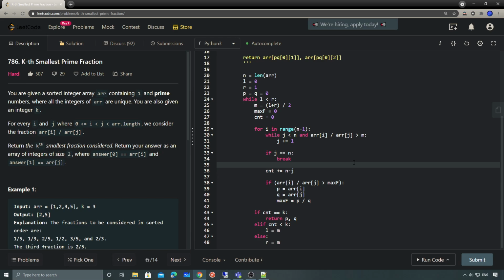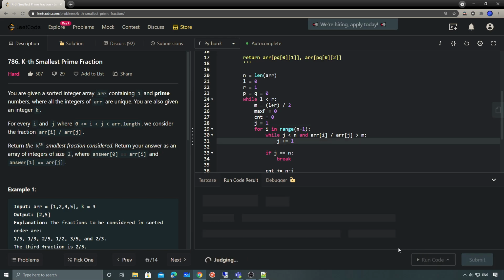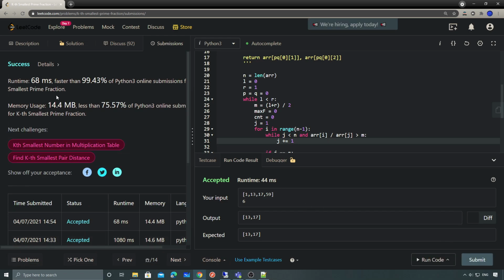Yeah, I think that's it, right? So if I run the code, oh, I haven't defined the j yet. So j starts from 1. Okay, cool. As you guys can see, this one is much faster, right?